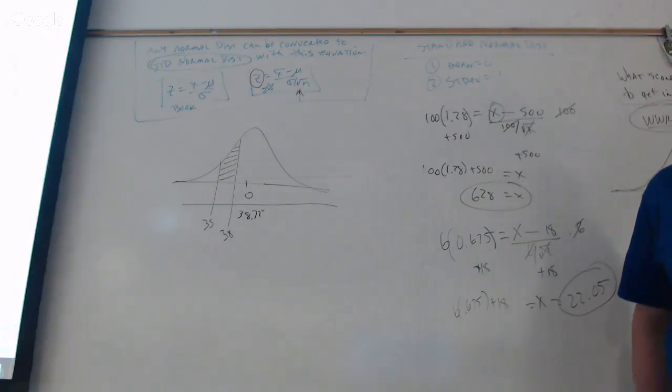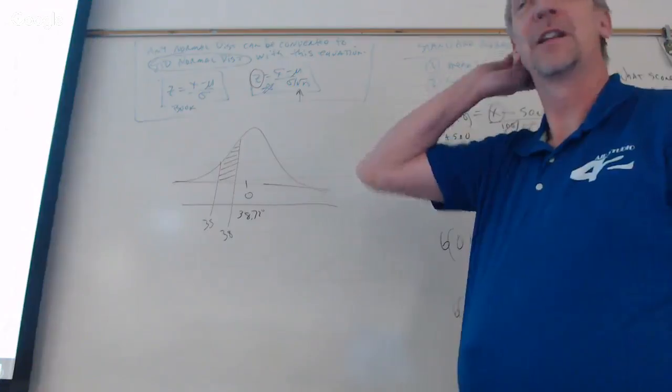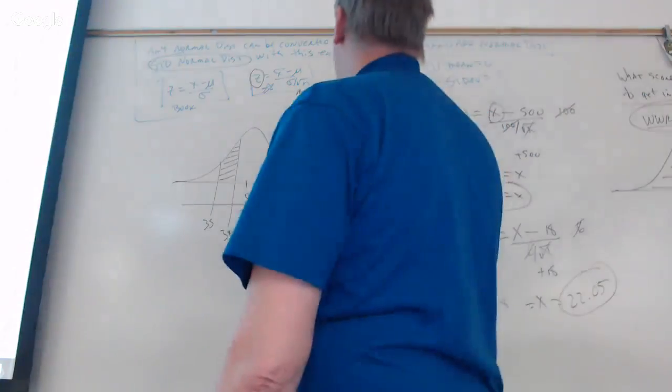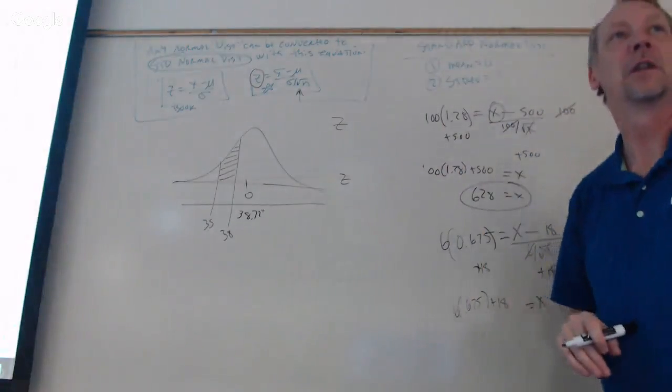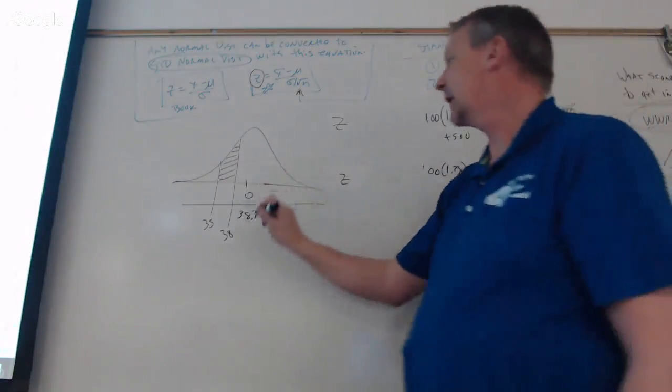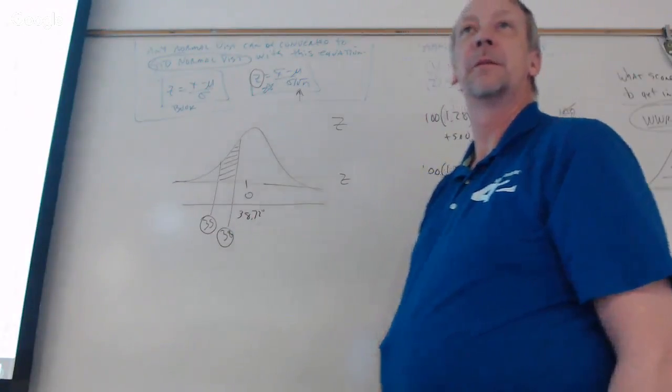You said before, plug in my numbers. We're going to have to plug in two sets of numbers, so I'm going to need two equations here, not just one. And why is that? Because I want the area below 38 and I want the area below 35, right?